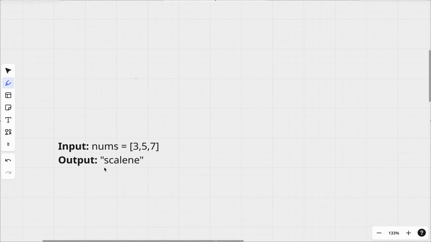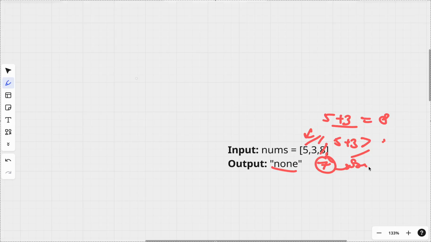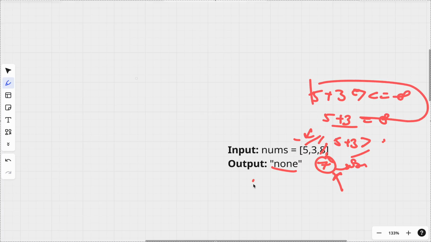Similarly here also it is a scalene triangle, and here it looks like it is a scalene triangle, but even before that it is not a triangle, because if you do the sum of this and this side, 5 plus 3, it will be equal to 8. But our condition is that 5 plus 3 should be greater than this number. If it was 7, then we can say that yes, now the condition is satisfied. But in this case 5 plus 3 is not greater than, it is less than or equal to 8, that's why it is considered not a triangle and we have to return none.